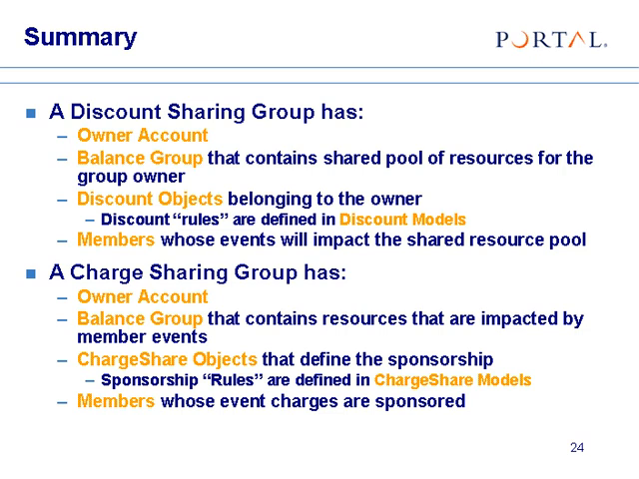So, in summary, a discount sharing group has an owner account, a balance group, which will be for your shared pool of resources, discount objects, which are owned by the discount sharing group owner, and then members whose events will impact the shared resource pool or use the discounts of the owner account. A charge sharing group also has an owner account. It also has a balance group that will contain the resources that are going to be impacted. It has charge share objects, which are not owned by the account, which are common across your environment, and then the members would be those whose events are going to be sponsored.